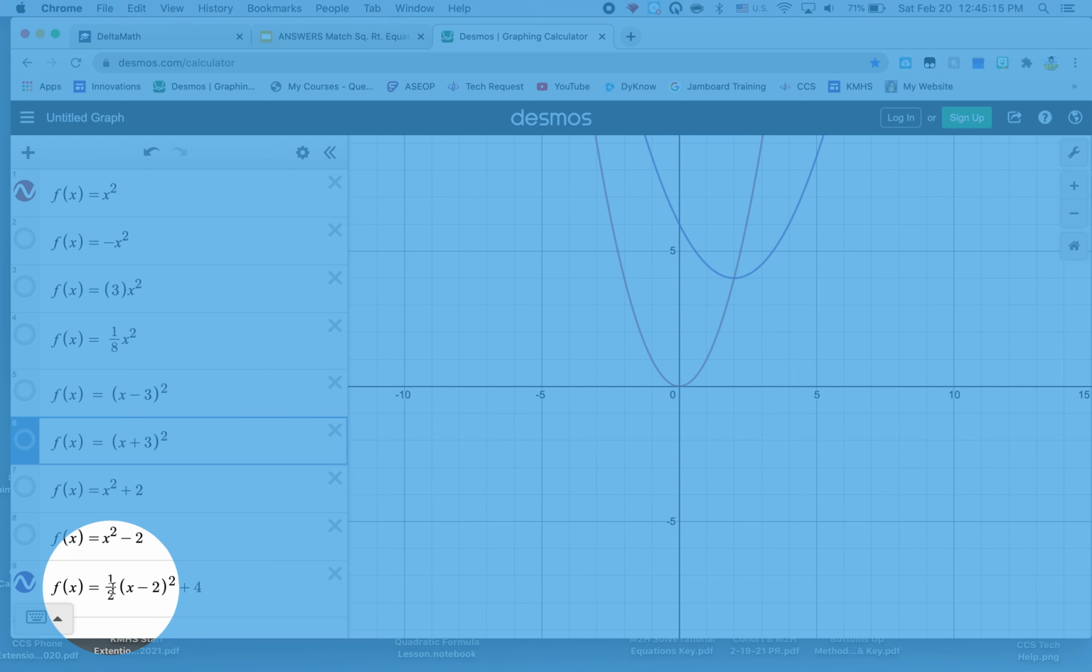But if I'm looking at the 1/2, okay, it's a positive, so it's not going to reflect, but the 1/2 is going to cause it to compress. I've got inside parentheses a -2. Remember, opposite day inside parentheses, so it's going to go to the right 2 places. And I also have a +4. The +4 causes it to go up 4 places. So just by looking at that equation, which is in vertex form, I can tell you how it transforms.